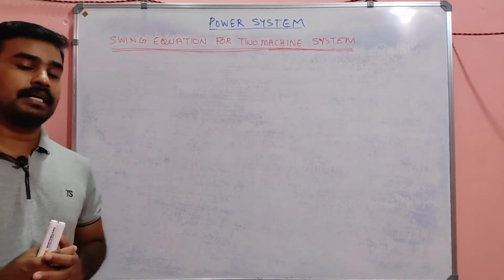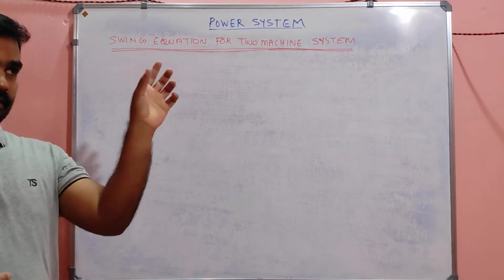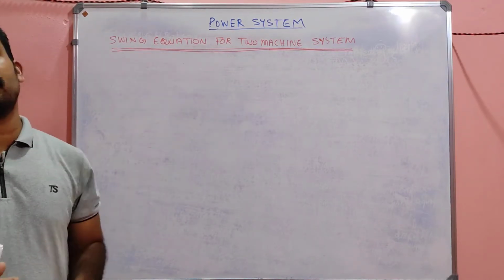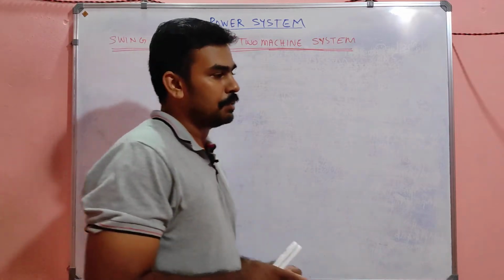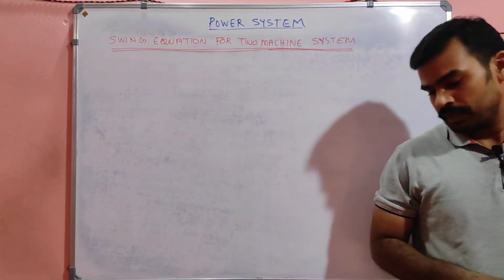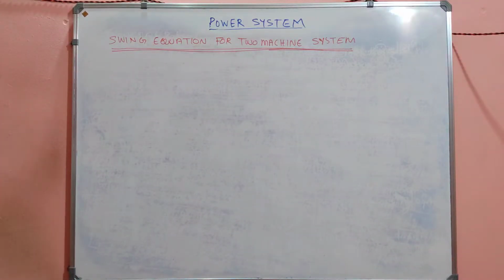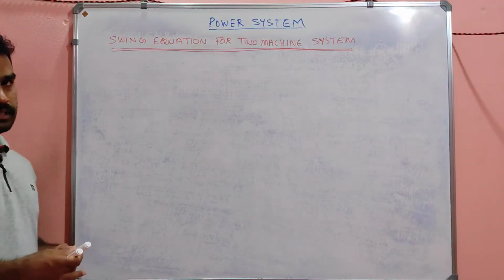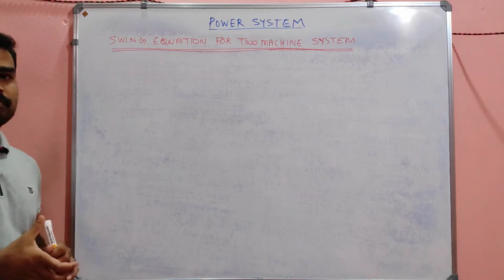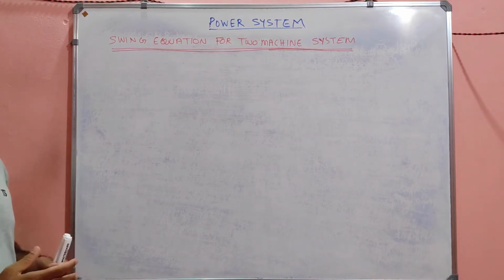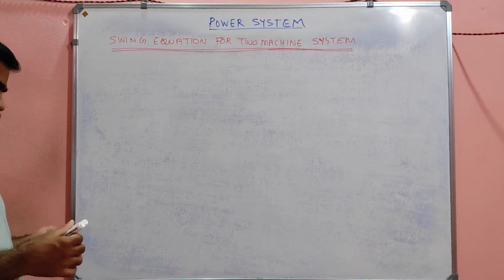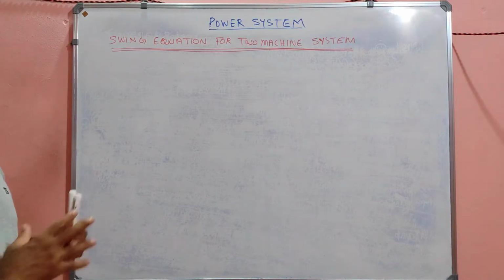I already told you that the question will be asked directly by asking the equation itself. That much important. So today we are going to discuss the swing equation for a two machine system. Normally at most a two machine system will be asked, not more than two. So what will be the swing equation for a two machine system?